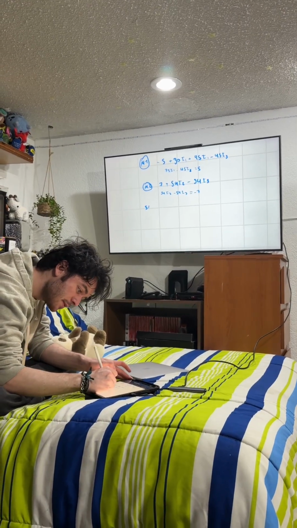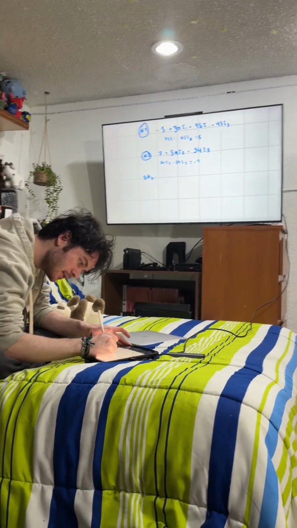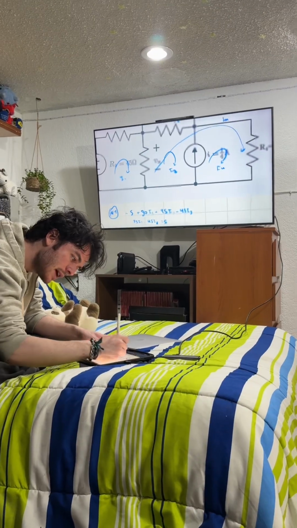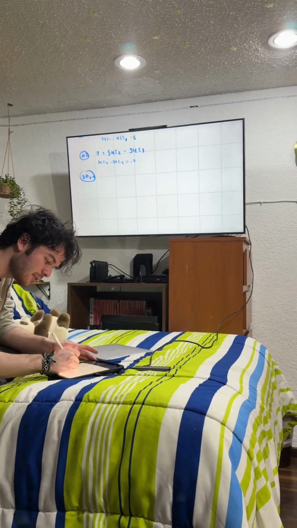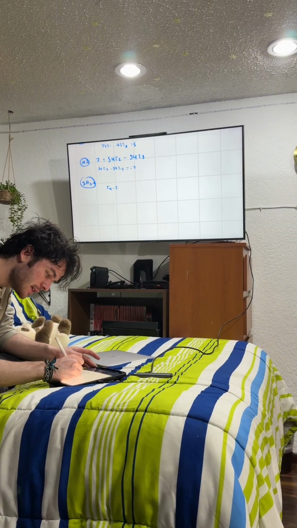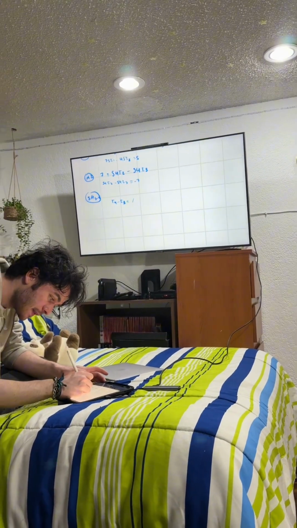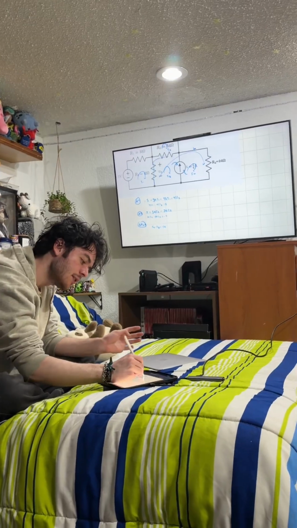Then we have the super mesh 3 and 4. And because here we can see that I3 is exiting the current and I4 is entering the current, I4 is going to be positive and I3 is going to be negative. I4 minus I3 equals 1/4. And then we do the border equations, which are these ones.